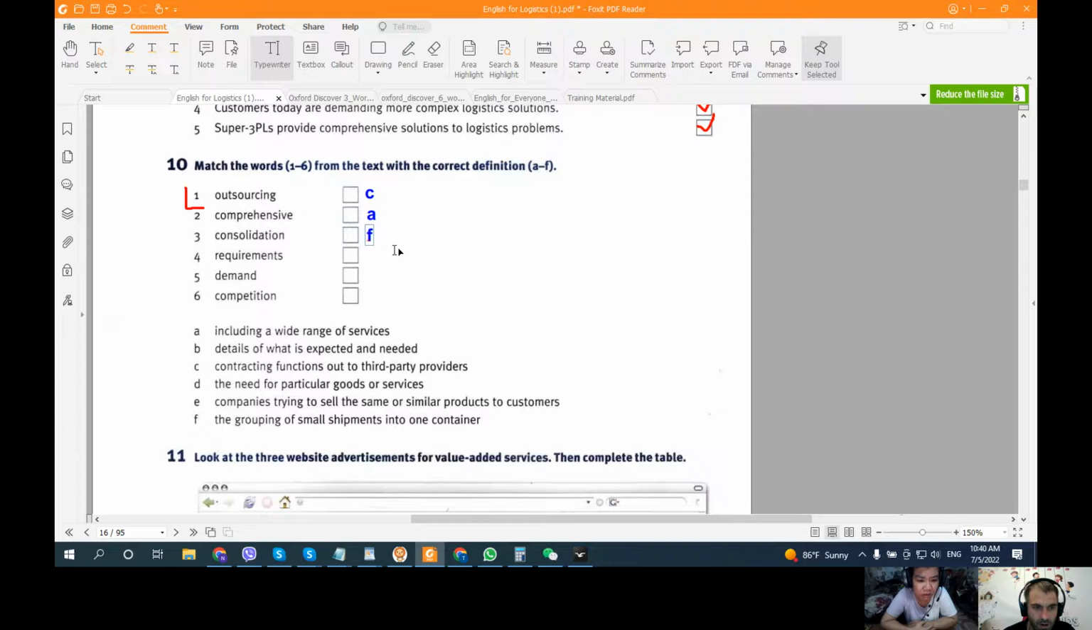Next one. Number 4. Requirement: the need for particular goods or services. Okay. Next one. Demand: the details of what is expected and needed. Okay, and the last one. Competition: companies trying to sell the same or similar product to the customer.